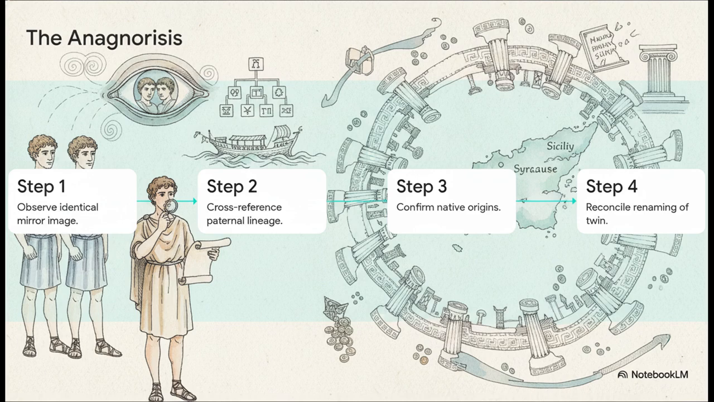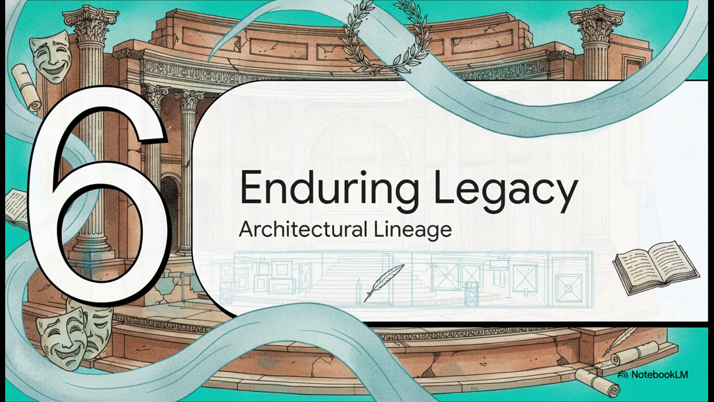Then they cross-reference their father, the merchant Moschus. Next, they confirm they both natively hailed from Syracuse. Finally, they reconcile the timeline, realizing the younger twin's name was changed from Sophocles to Menaechmi by their grandfather. This progression logically collapses the chaotic duality back into a unified family history. It decisively proves that careful observation and historical fact-checking are the only antidotes to the total social collapse triggered by identical physical forms.